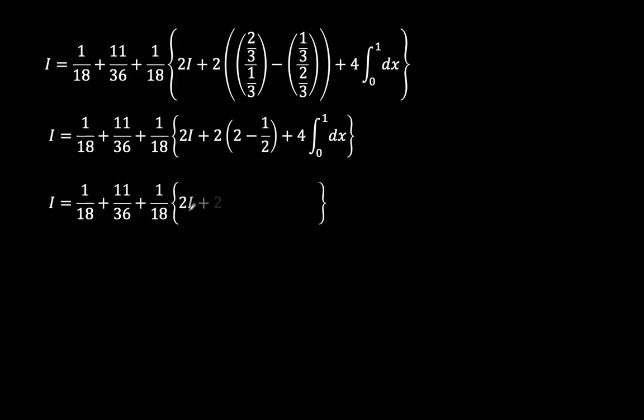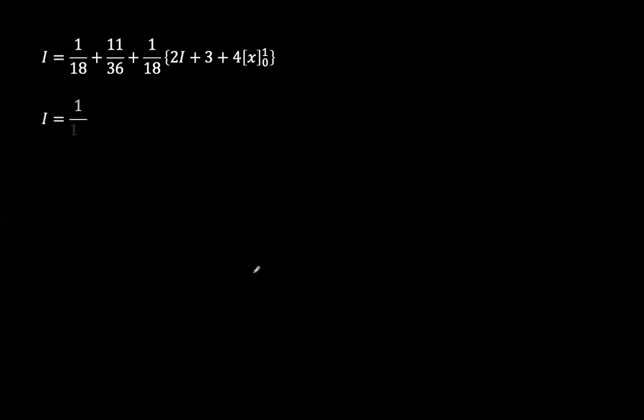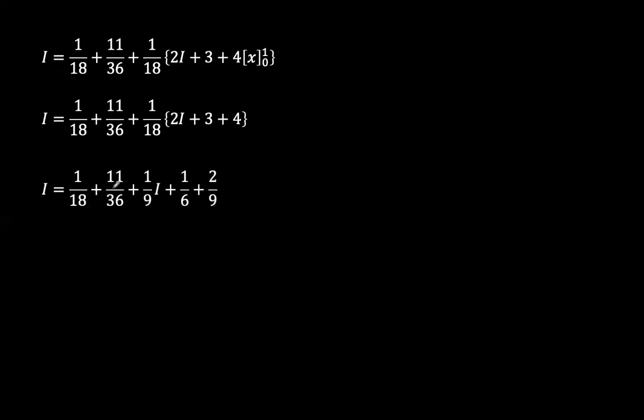So we have 1 over 18, 2i, this and that cancels obviously, and we have 2i plus 3. And then we have the integral from 0 to 1 of 1. So this is the same as just x with lower limit 0 and upper limit 1. So 1 minus 0 is just 1. So we have 2i plus 3 plus 4 in there, right? And so we can now reorganize this. So this is the same as 1 over 18 plus 11 over 36 plus 1 over 9 i plus 3 over 18 is 1 over 6. 4 over 18 is 2 over 9.